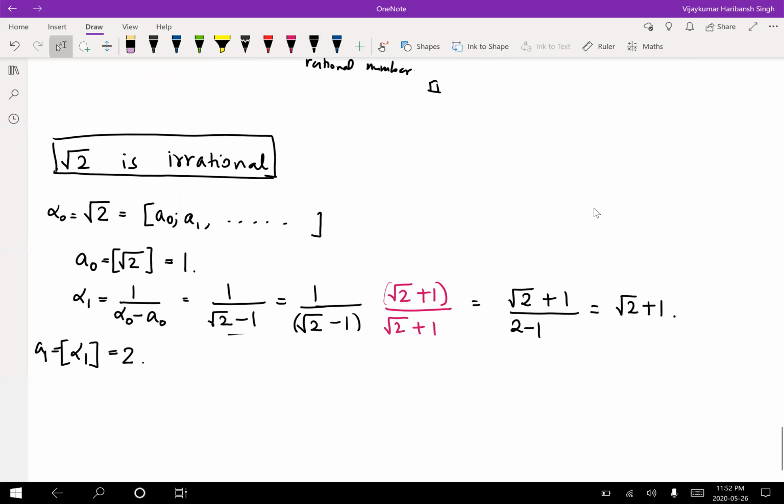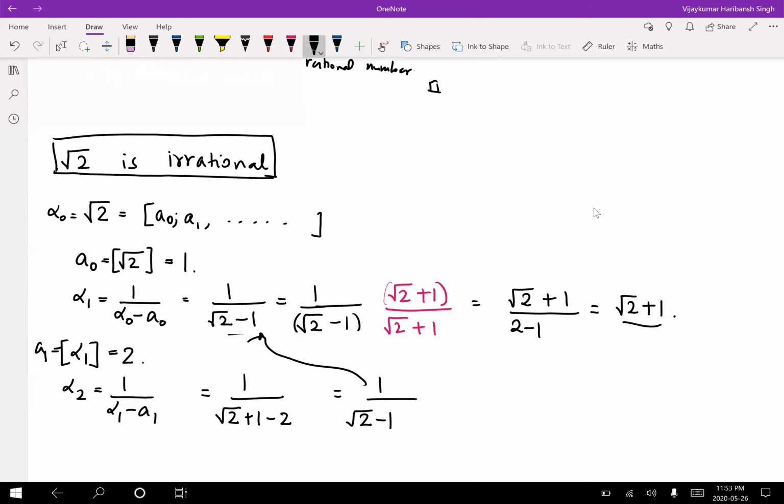All right. And now what is your alpha 2? Alpha 2 is 1 upon alpha 1 minus a1, which is going to be 1 upon square root of 2 plus 1 minus a1, which is what? Which is going to be 2. So that is going to look like 1 upon square root of 2 minus 1. Yeah, which looks same as this guy, right?